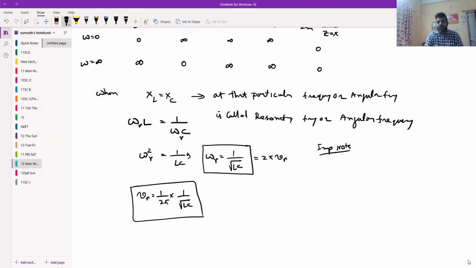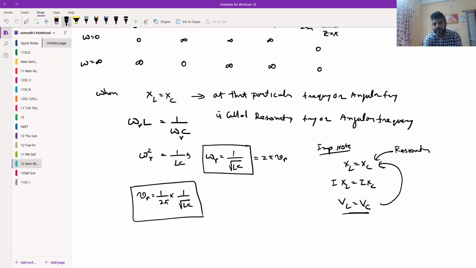Important note. If XL is XC, I can multiply it with the current also. And VL is VC. That means I can see the reverse thing also. If VL equals VC, that means XL equals XC. That means resonating frequency. Yes or no? Resonating. Understand? Is it clear? Yes, sir.